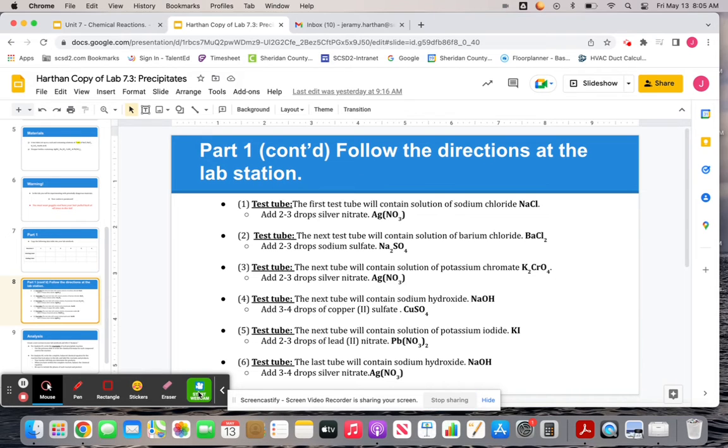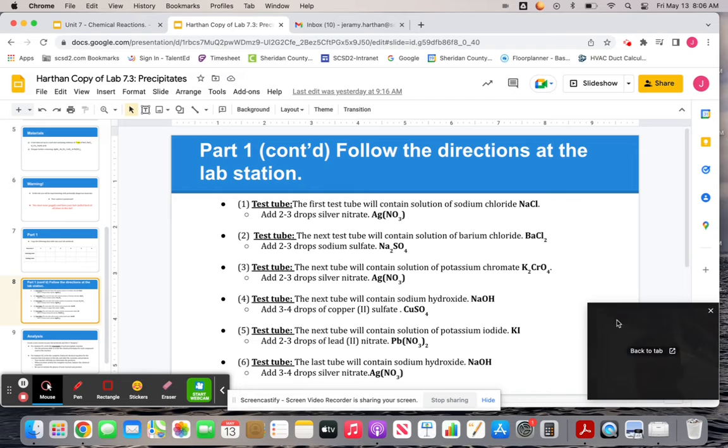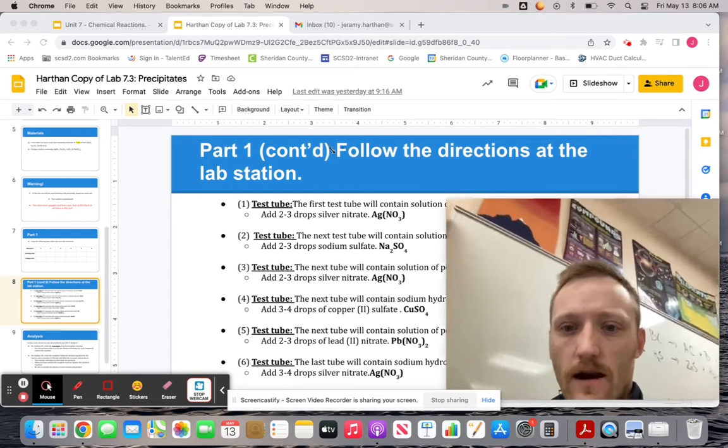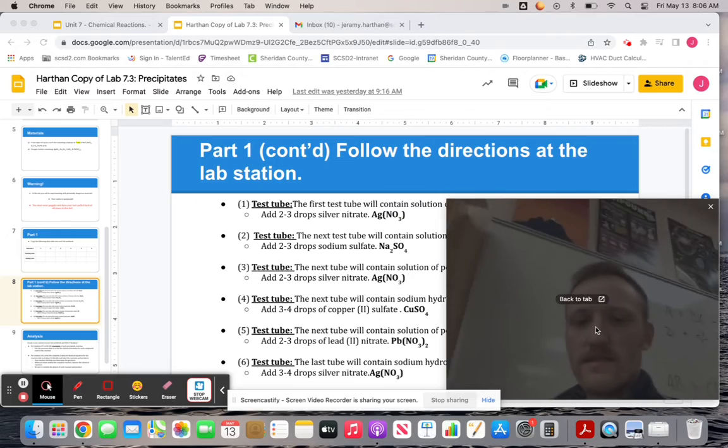Okay, now let's see if I can. I just want full web. Can I make it bigger? All right, there we go. Okay, so let's see if we can do this here.